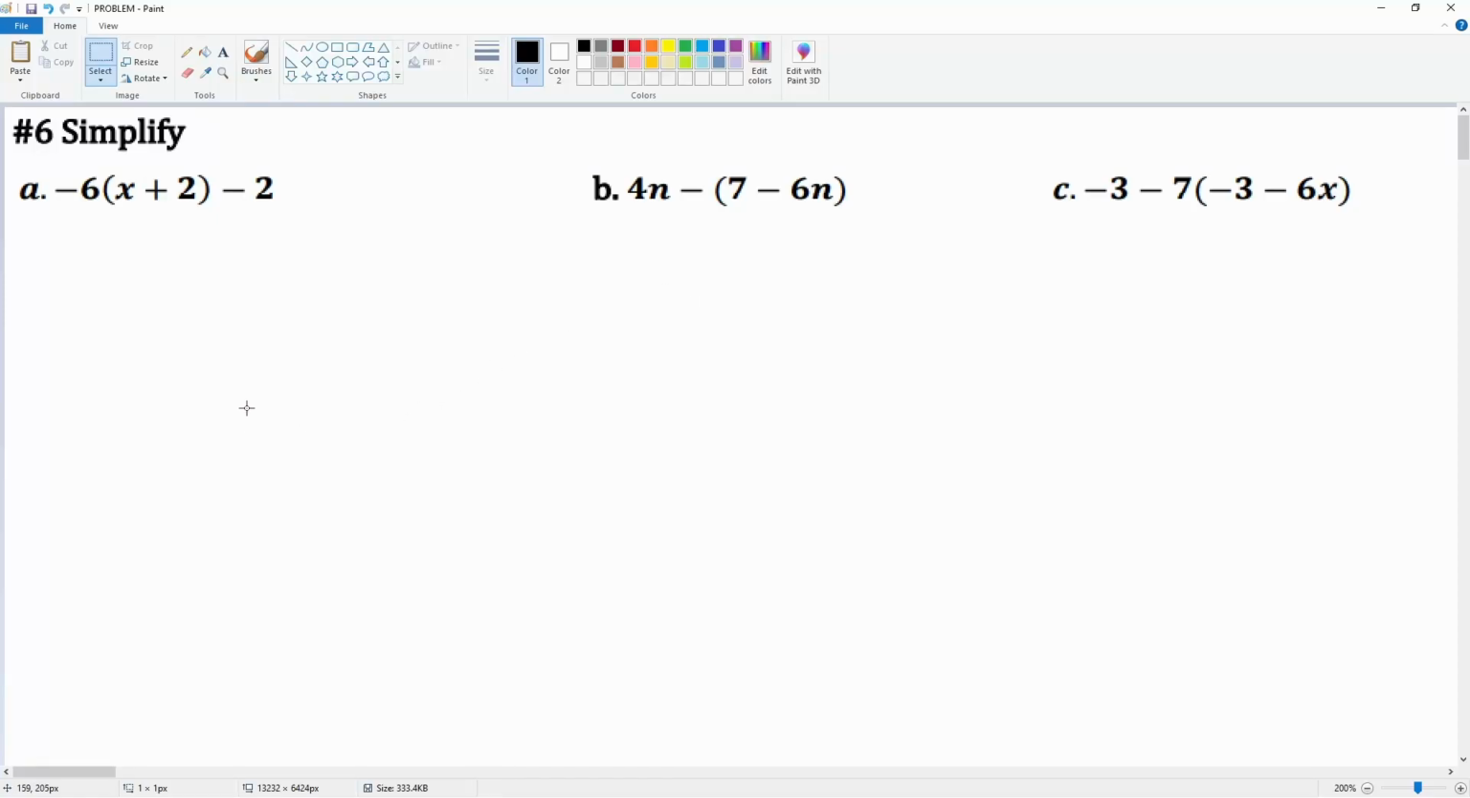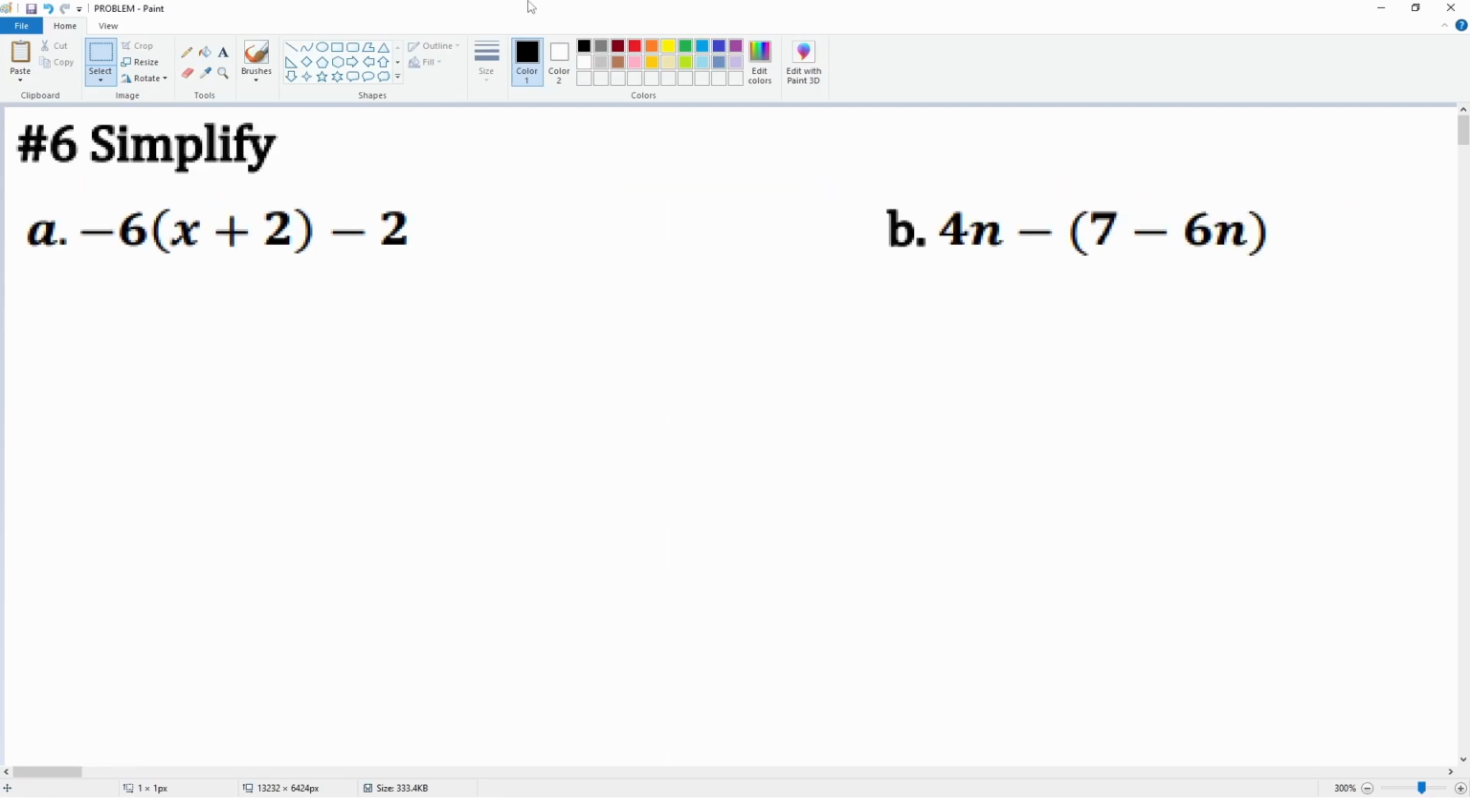Chapter 1, number 6. Just simplify. Let's look at A. Here we have to do the parentheses first based on the rules of PEMDAS. So we have negative 6 times x, which is negative 6x. Negative 6 times 2, which is negative 12. Bring down that 2 here. Negative 12 and the negative 2 here becomes negative 14.